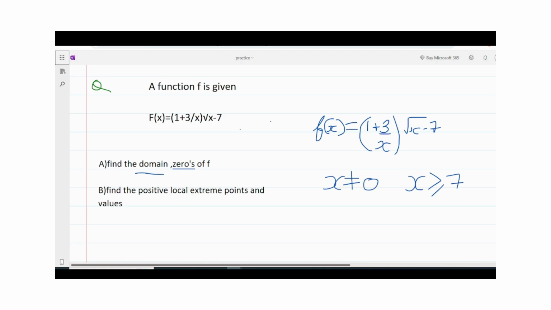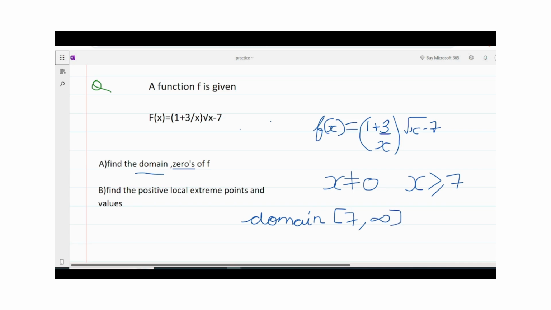So what is going to be my domain in this case? Domain is going to be from 7 to infinity, right? 7 is going to be with closed brackets because here we have an equal to sign, to infinity. So that is the domain.